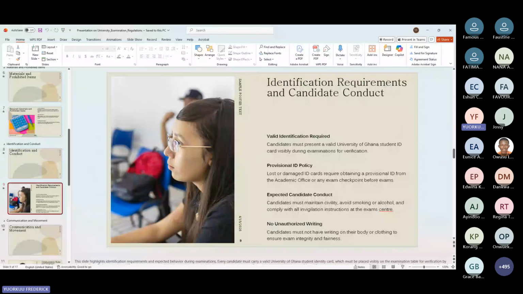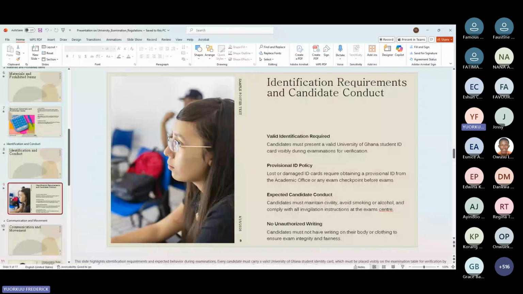Identification requirements and candidate conduct. Every student will be admitted to write our exams with our approved University of Ghana ID card. You must have a valid University of Ghana ID card. Don't go to the exam center with your admission letter. Your admission letter is not your ID card. Don't go there with a proof of registration, because the proof of registration is not a valid ID card.